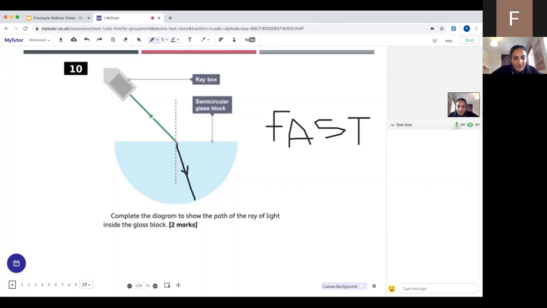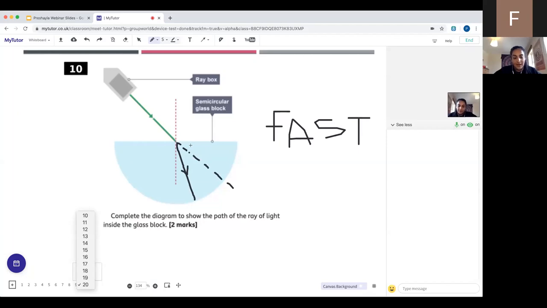What we mean by bend towards normal is that if you were to carry on this incident ray, it wouldn't go this side of the ray, it will go the normal side of the ray. So it would go towards the normal, not towards the other side, wherever it is. Okay, so that's where the refracted ray would go.